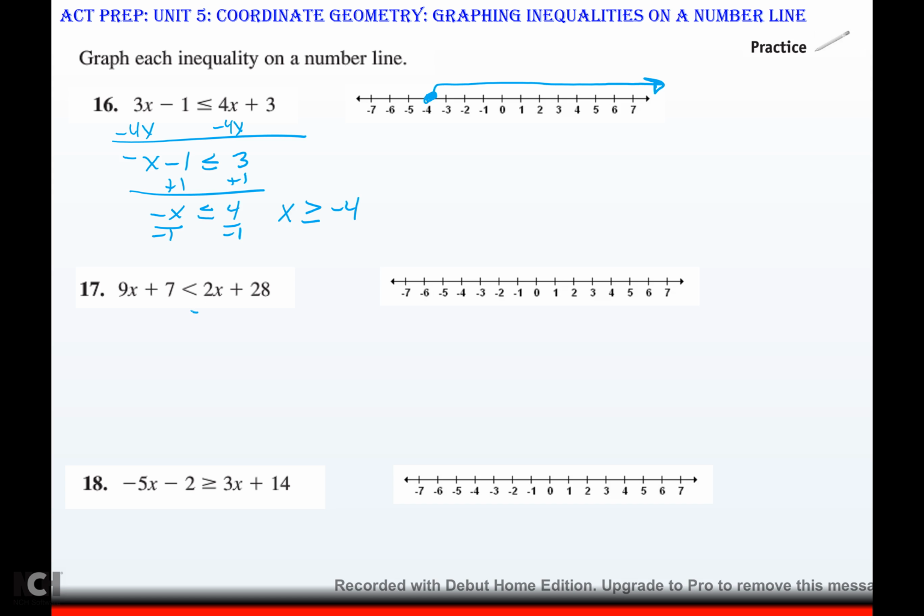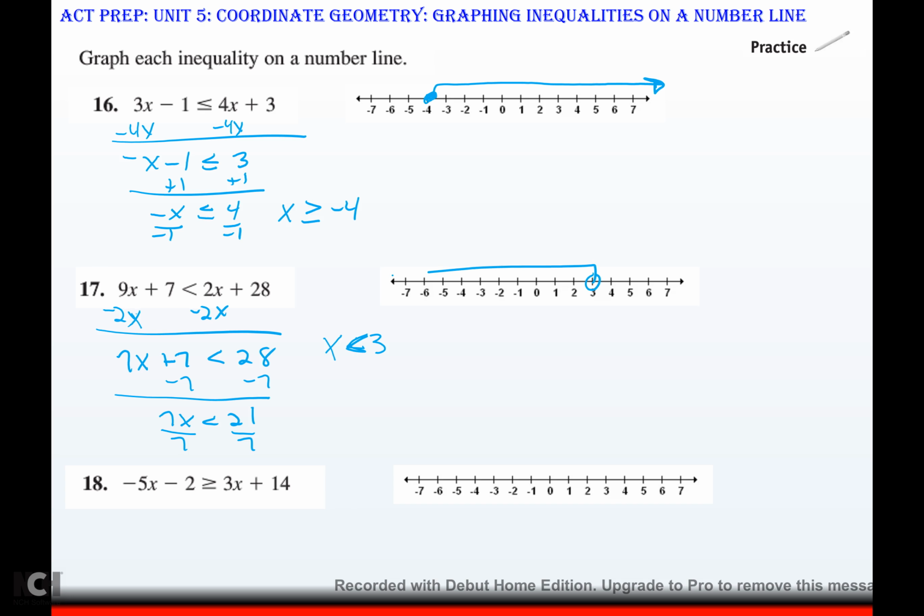17, I'm going to move my 2x. That gives me 7x plus 7 is less than 28. So minus 7, I get 7x is less than 21. Divide by 7, and I get x is less than 3. So I don't want to include 3, and I want all the numbers smaller than that. That would be to the left.